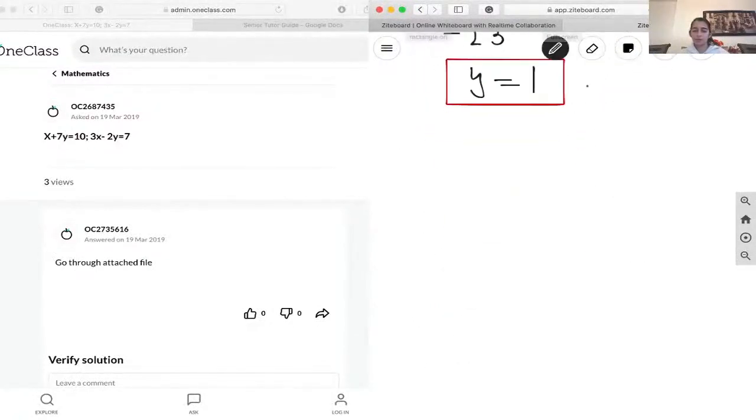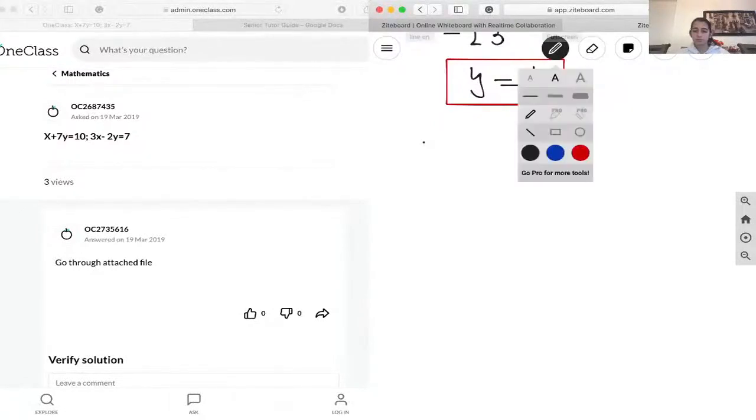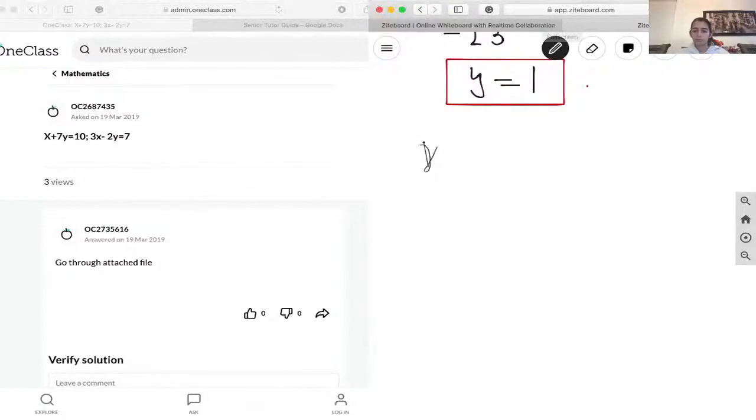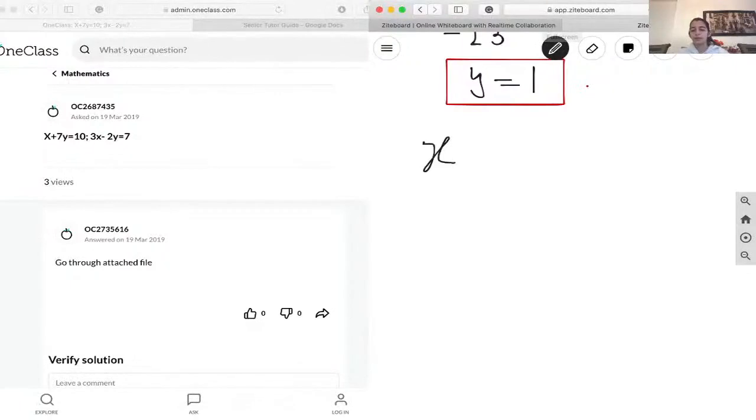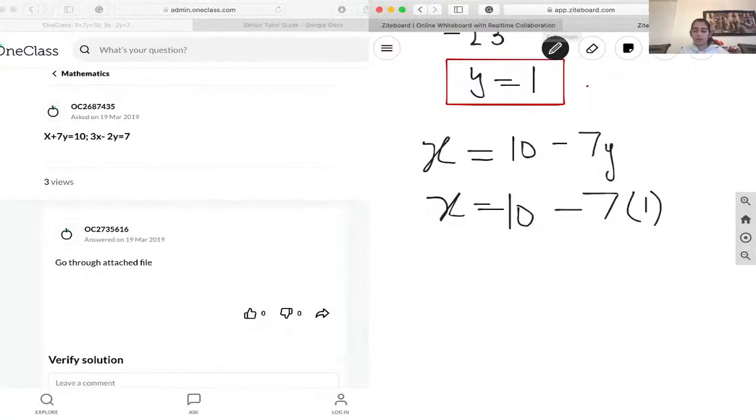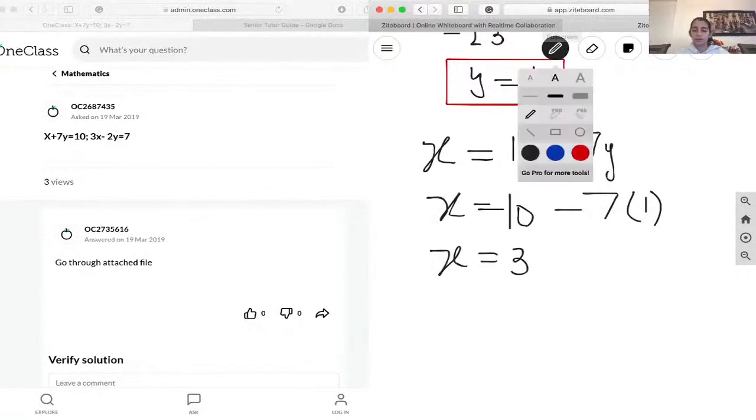So I'm just going to write that equation out. x is equal to 10 minus 7y. Now we're going to substitute our y into our equation, so x is equal to 10 minus 7. We're going to put 1 in for y, and that equals 10 minus 7, which is 3. So our x is equal to 3.